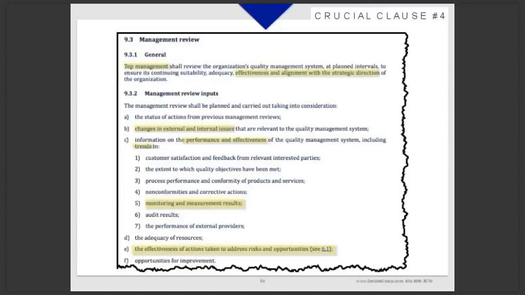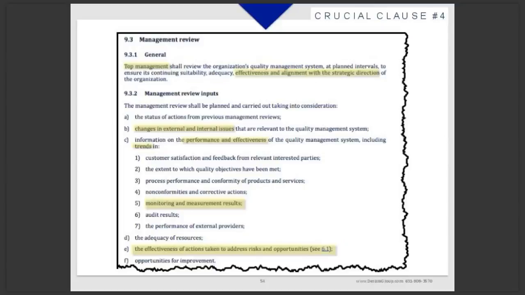9.3.1 on management review. This is another thing that leadership needs to know about. Often the quality manager, the head honcho for quality, will be leading them by the nose through this, but you need to be sure that they understand that management review is looking for not just continuing suitability of the quality management system, but also its alignment with the strategic direction. Does the way we do things around here continue to align with what they may have changed?